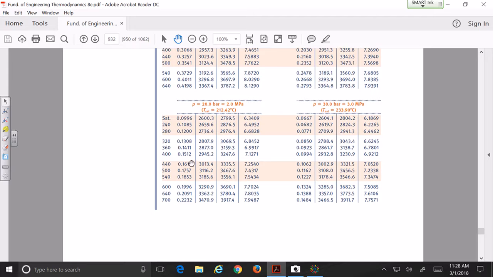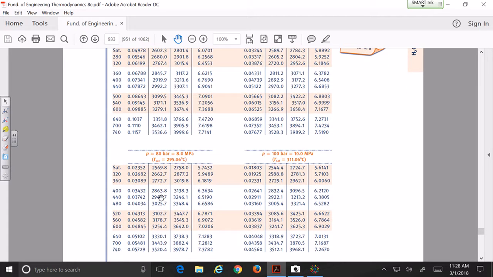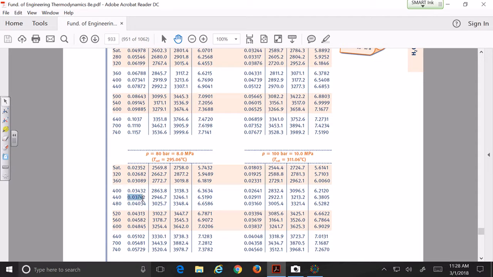We know it's steam, so I'm going to the superheated tables. The pressure is 80, and we see the saturation temperature is 295, and the temperature we have over here is 440. So 80, 440, what is v1? It's the first column, should be 0.03742, no? So, table A4 at P equals 80 and T equals 440, we get v1 equal to 0.03742.